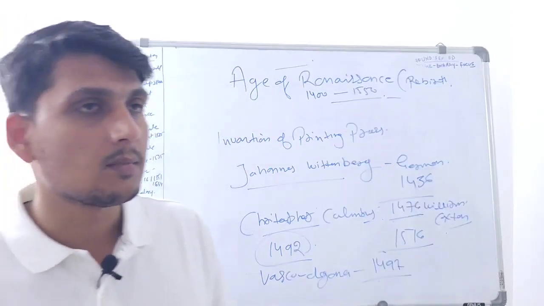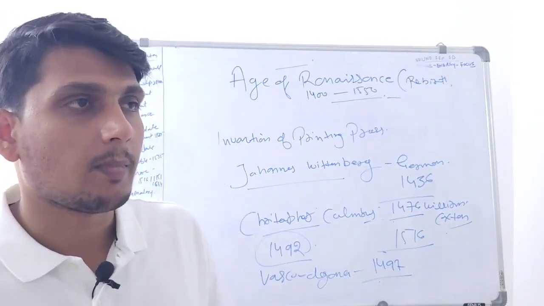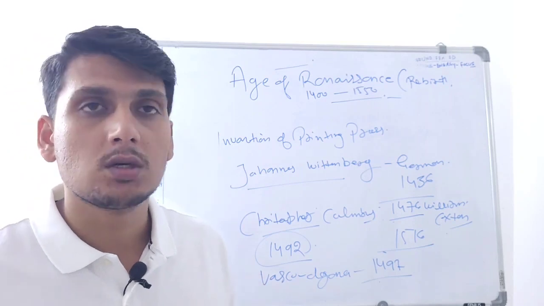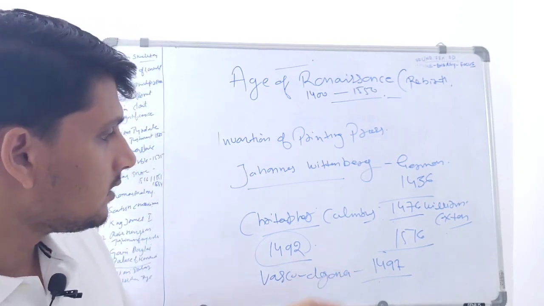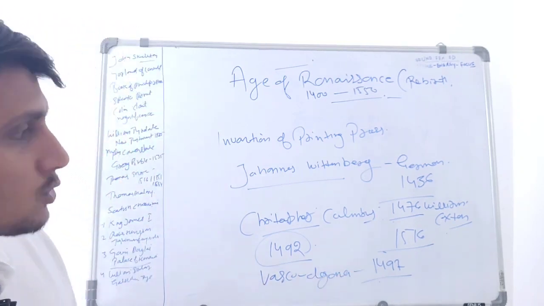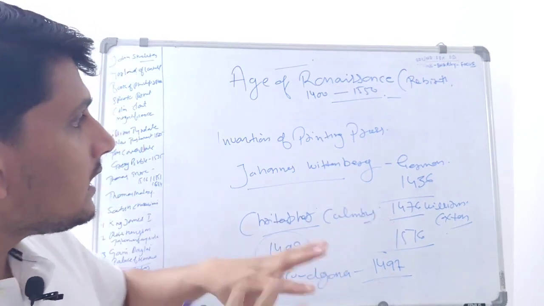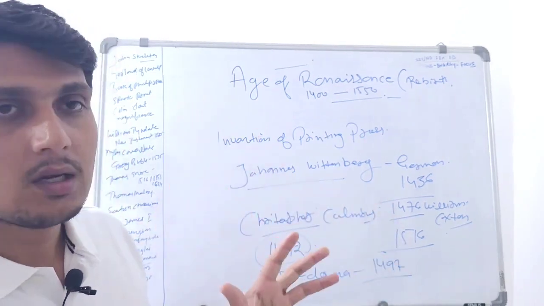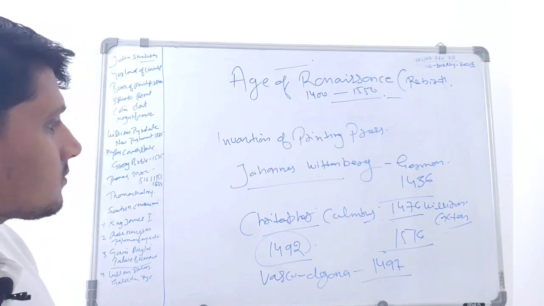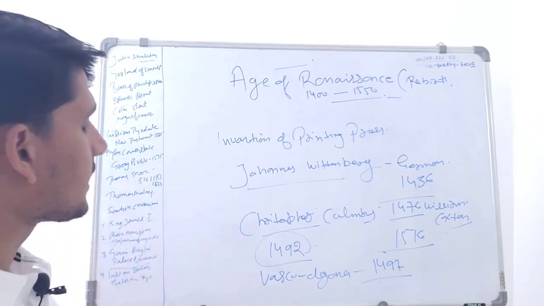He arrived at the Malabar coast of Calicut in 1497. So these discoveries were happening. These were the events which took place during this time period, right? So this is what was happening back then.